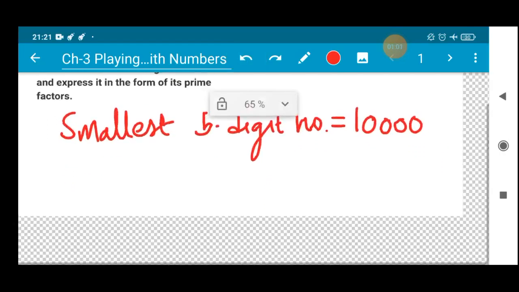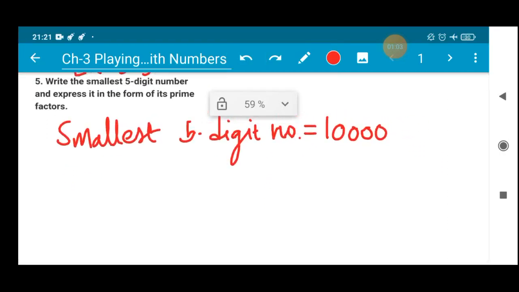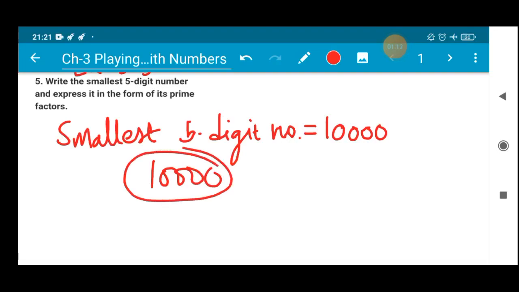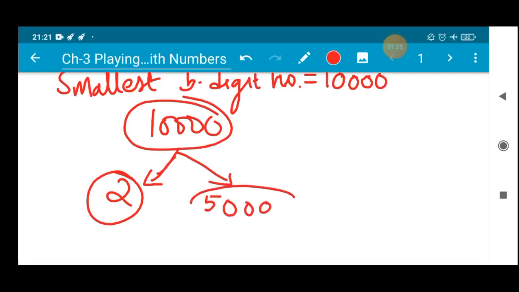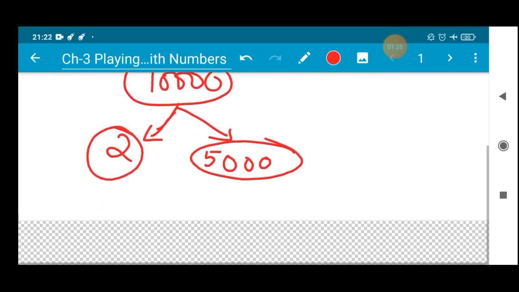So now what we have to do here is express it in the form of its prime factors. To do this you can take the help of a factor tree. Starting with the smallest prime number, we will be taking 2. Then 2 times 5,000 is 10,000, right?